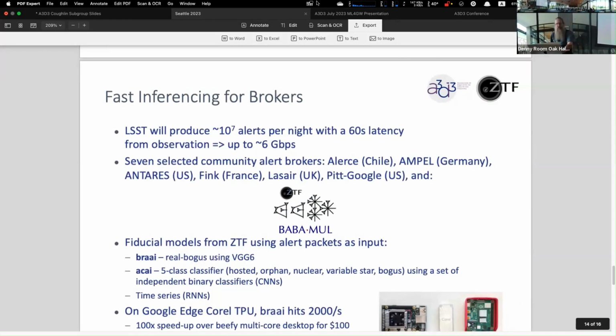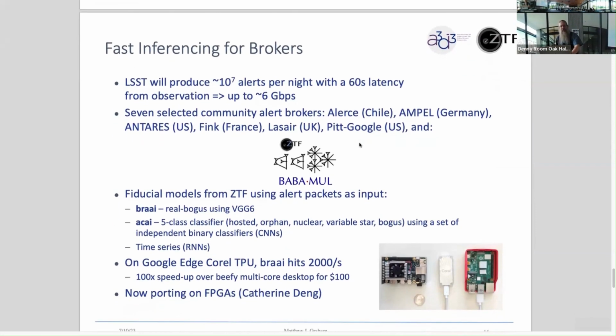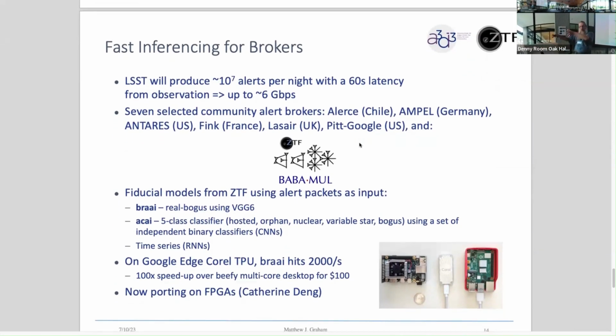The other thing we're interested in at Caltech is this broader issue that the reinforcement learning is good, but LSST is going to produce, as I say, 10 to the 7 alerts per night, and they have a 60-second latency on theirs. On ZTF, we have about 20 minutes because we don't need it, but Rubin have sort of focused on this. So that means we may be seeing burst data rates of up to about 6 gigabits per second. Now, the astronomy community has 7 what are called community alert brokers that are going to be receiving that full data stream from Rubin, and they're distributed around the world. There's one in Chile, one in Germany, 3 in the US, 1 in France, 1 in the UK. The one we run at Caltech, or the one we're designing at Caltech, is called Babamul.